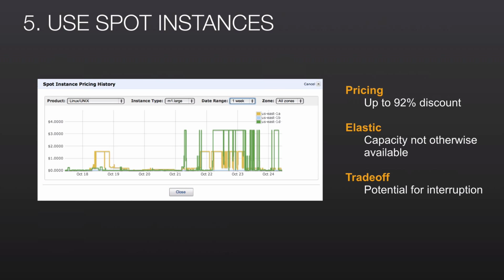Fifthly, kind of at the other end of the pendulum swing really from reserved instances, is something called the EC2 spot market.